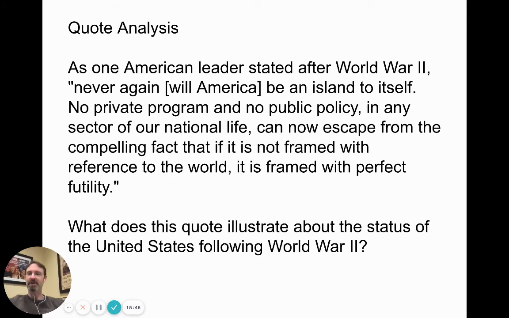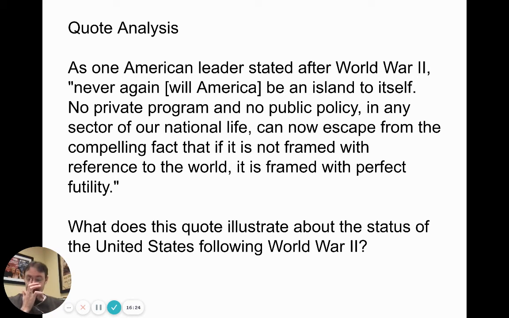The leader says, never again will America be an island to itself. No private program and no public policy in any sector of our national life can now escape from the compelling fact that if it is not framed with reference to the what? World, it is framed with perfect futility. All right. So guys, my question to all of you would be to kind of maybe brainstorm this a little bit and ask yourself, okay, what does this say about America's role changing? Well, I think it says a lot of things in a very short amount of space. First of all, no more isolationism.